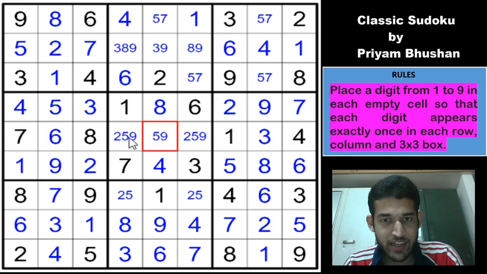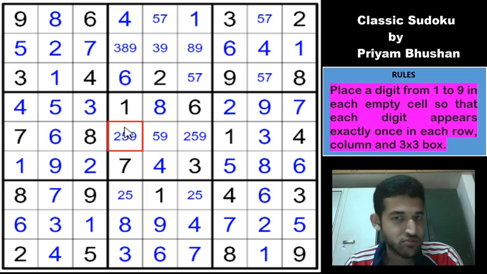Because if you have a 9 here, this becomes a 2, 5 pair and you get a deadly pattern, which is called a unique rectangle, which can never happen in a Sudoku with a unique solution. So you could have used this at the start itself to speed up the solve.